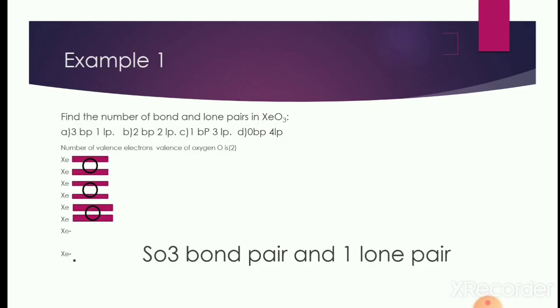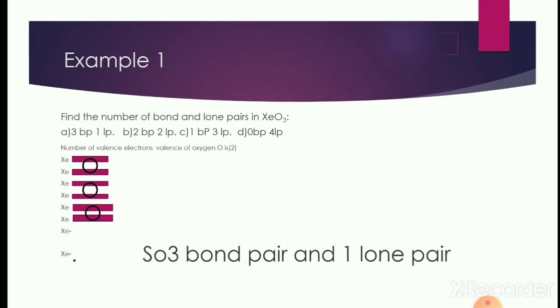Find the number of bond pairs and lone pairs present in the XeO3 molecule. The given options are: option A, 3 bond pairs, 1 lone pair. Option B, 2 bond pairs, 2 lone pairs. Option C, 1 bond pair, 3 lone pairs. Option D, 0 bond pairs, 4 lone pairs.